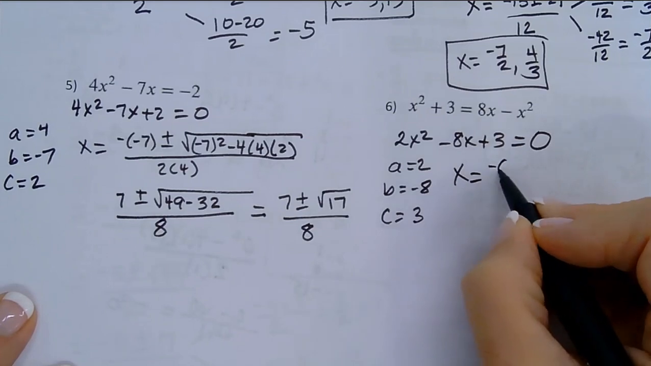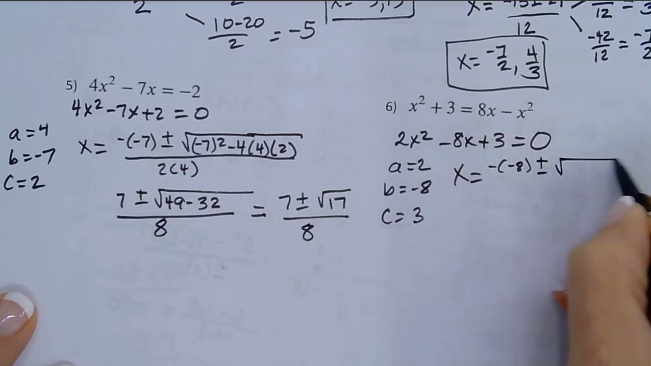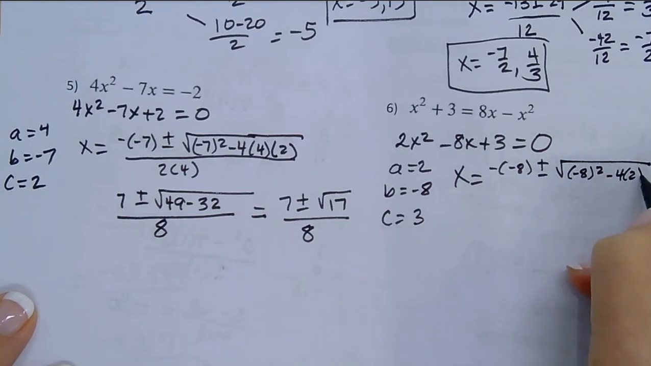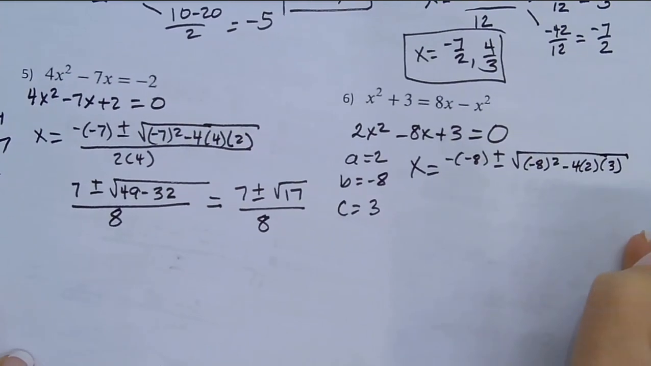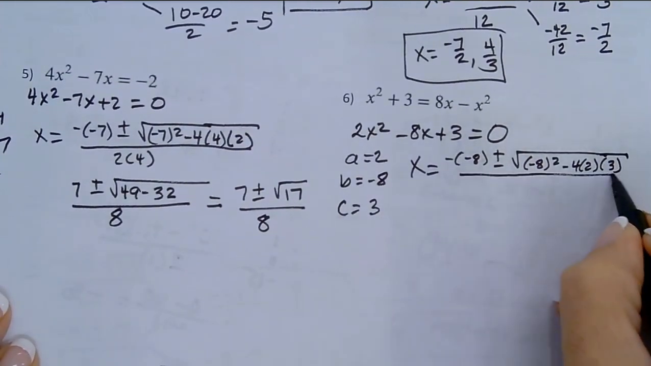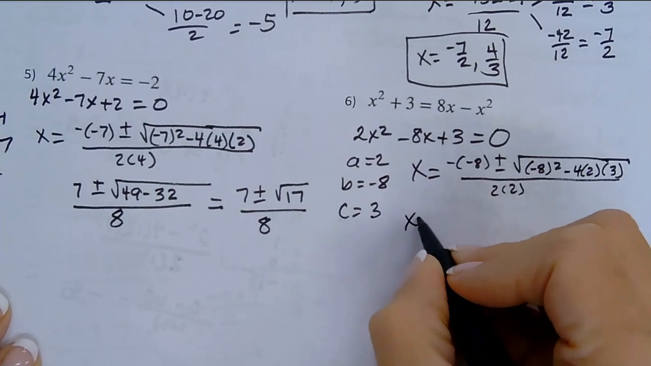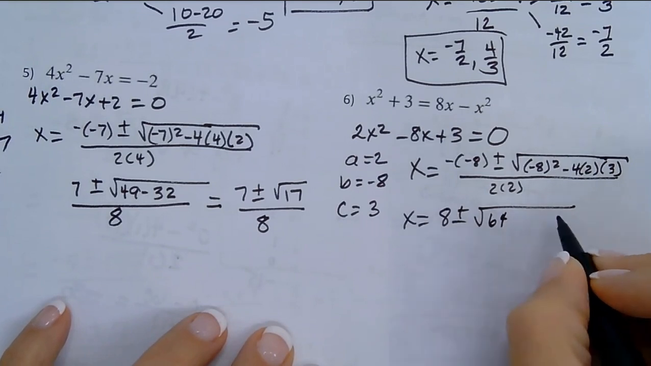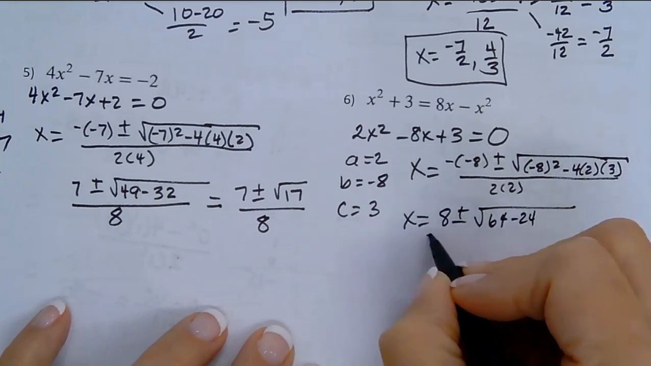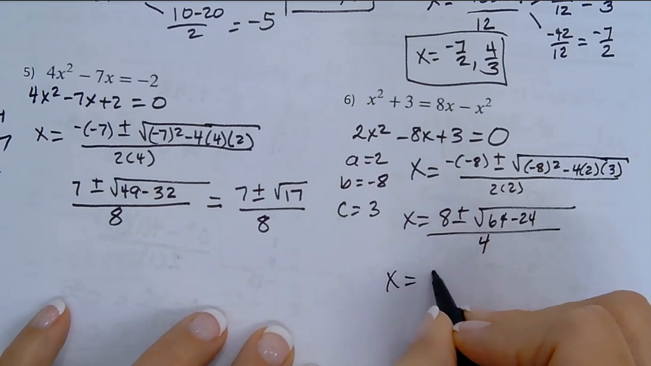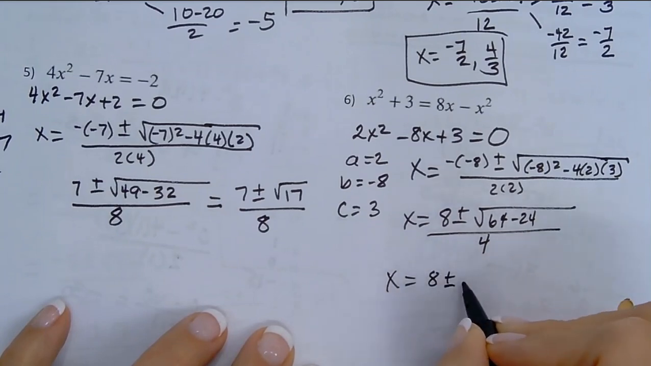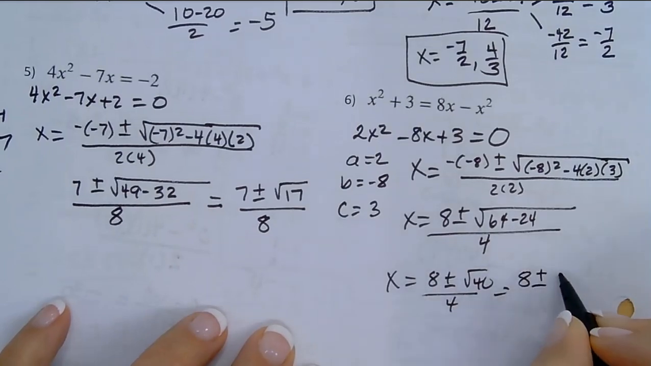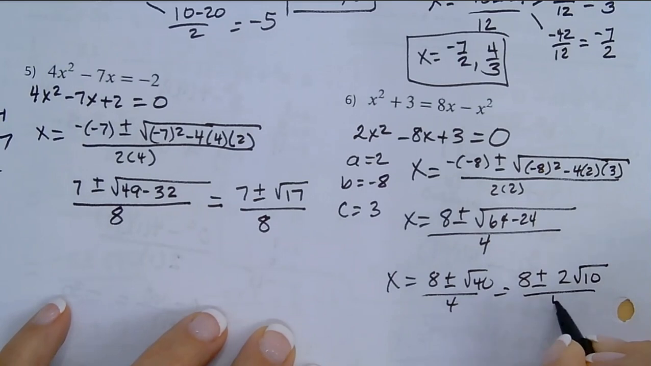So x equals negative b plus or minus the square root of b squared minus 4ac all over 2a. So x equals 8 plus or minus the square root of 64 minus 24 all over 4. X equals 8 plus or minus the square root of 40 over 4, which means 8 plus or minus 2 roots of 10 over 4.